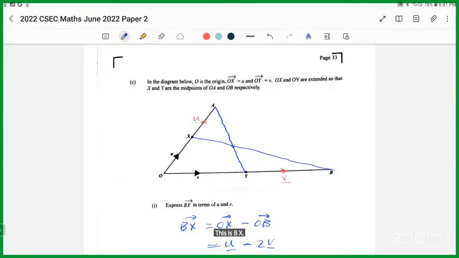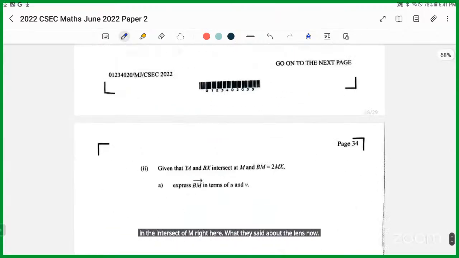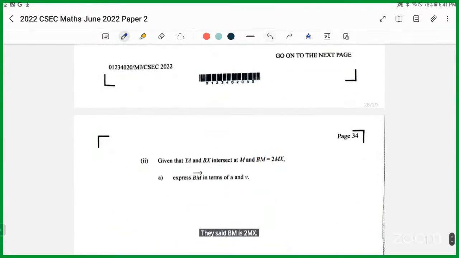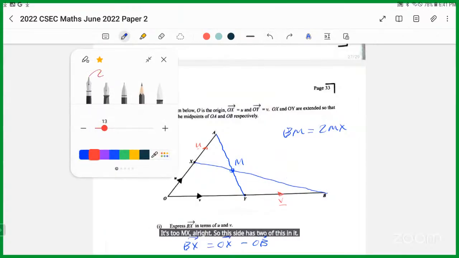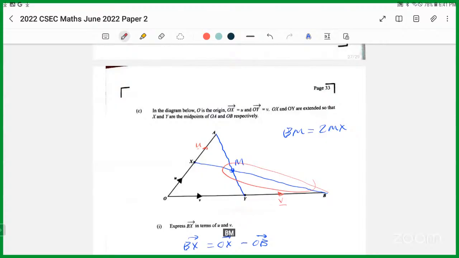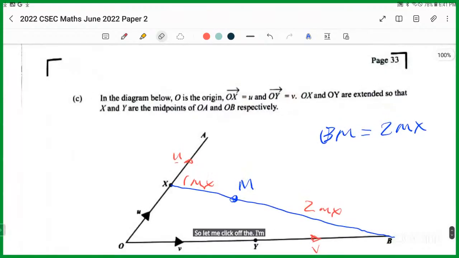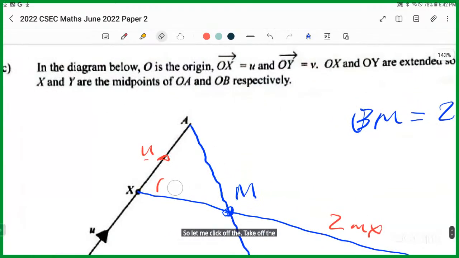They intersect at M right here. And what they said about the length is that BM is 2MX. So on the diagram again, this length BM is 2MX, and this is 1MX. So we take off the MX and focus on the numbers.